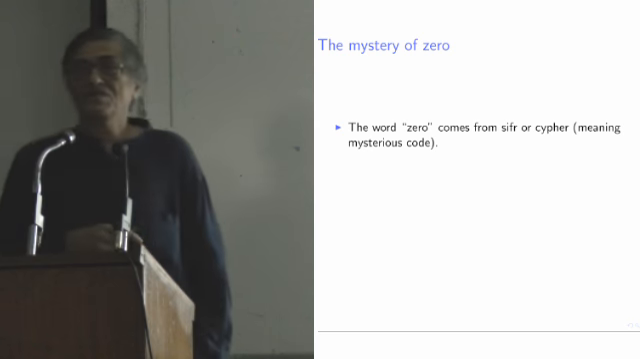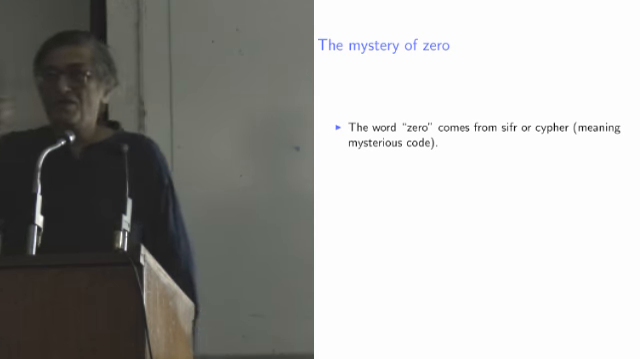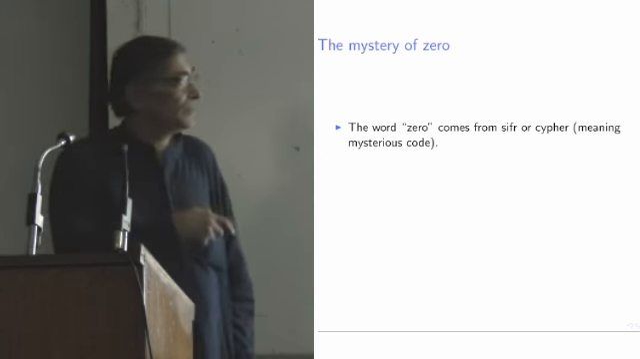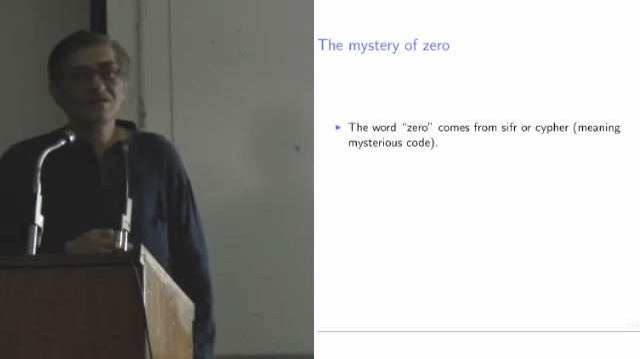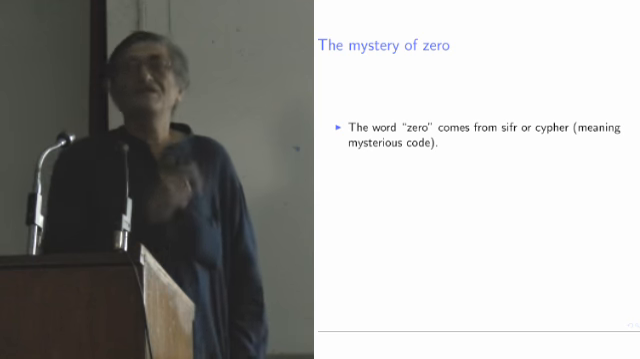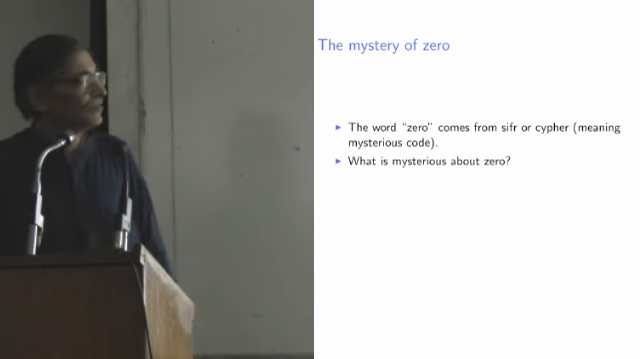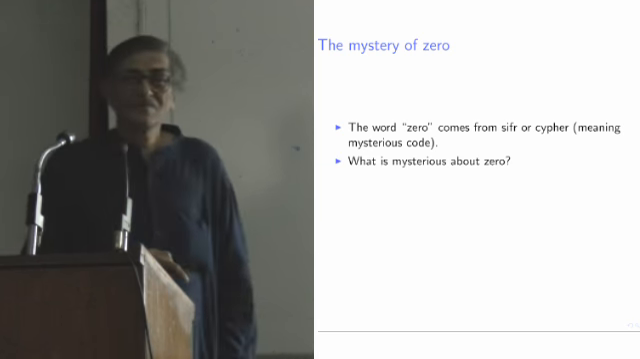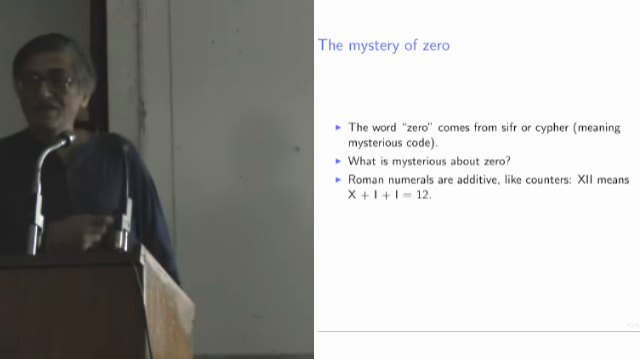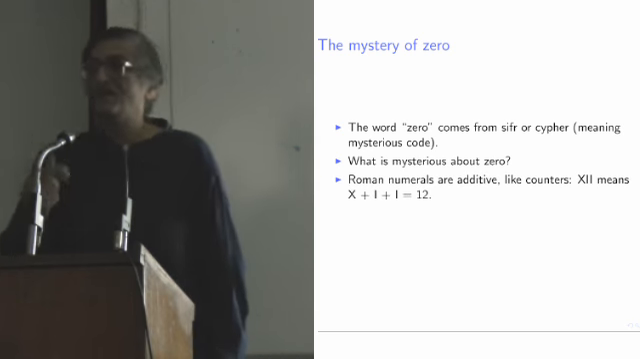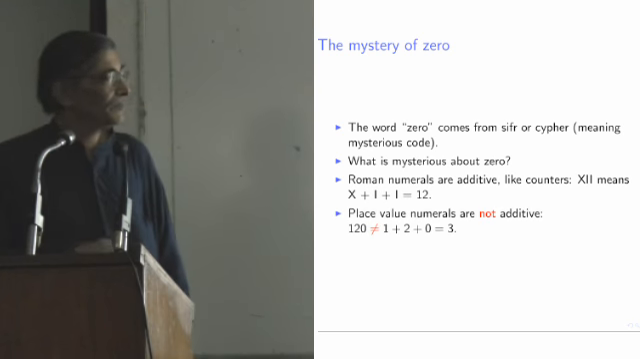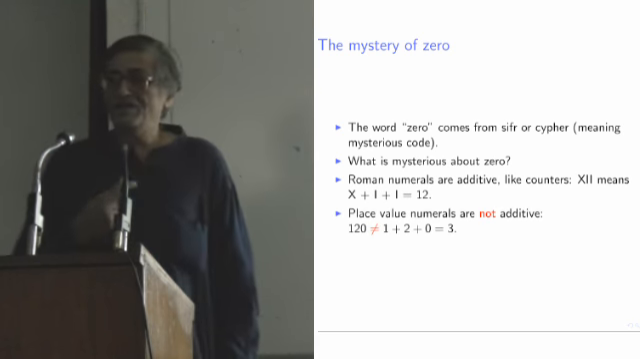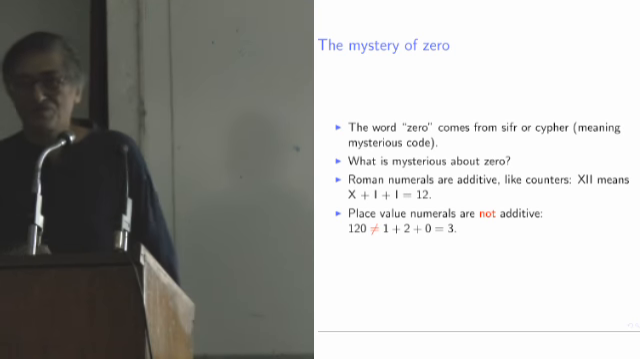Let's take the word zero. Where does zero come from? Zipr, Cipr, or Cipher, which is a code. Mysterious code. What is mysterious about it? So the mysterious thing is that Roman numerals are additive, they are counters, right? So 12 means say 10 plus 1 plus 1. If you have the place value system, it's not additive. 120 does not mean 1 plus 2 plus 0.